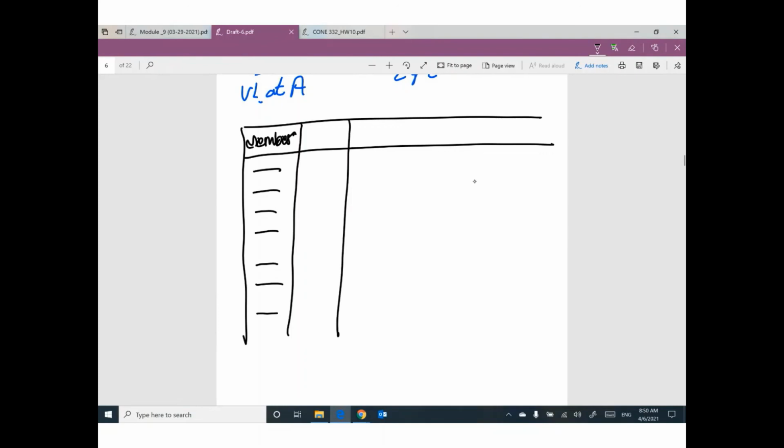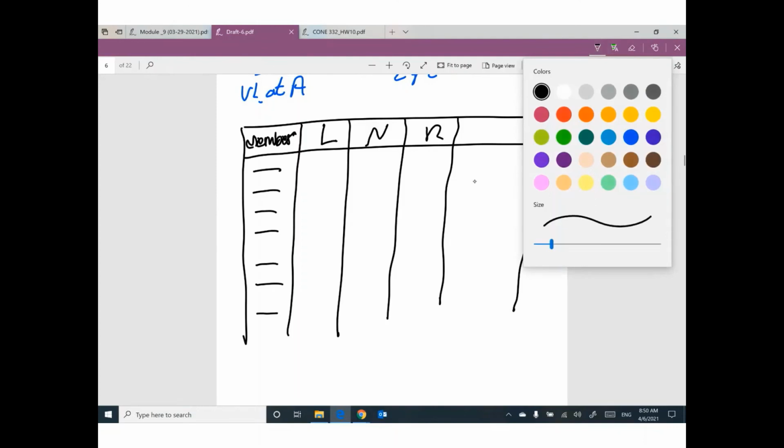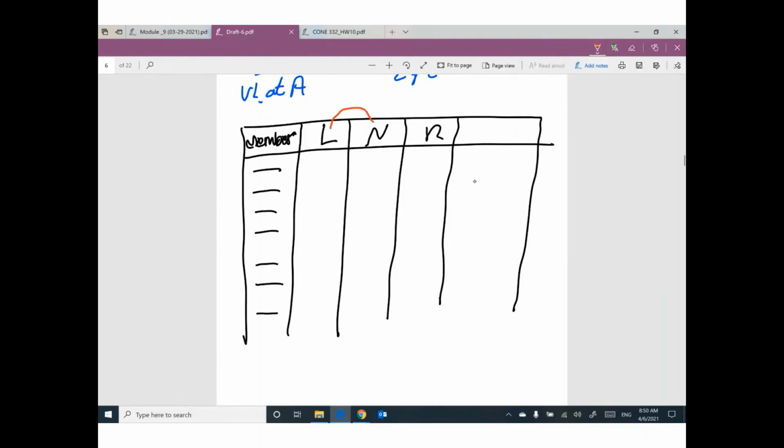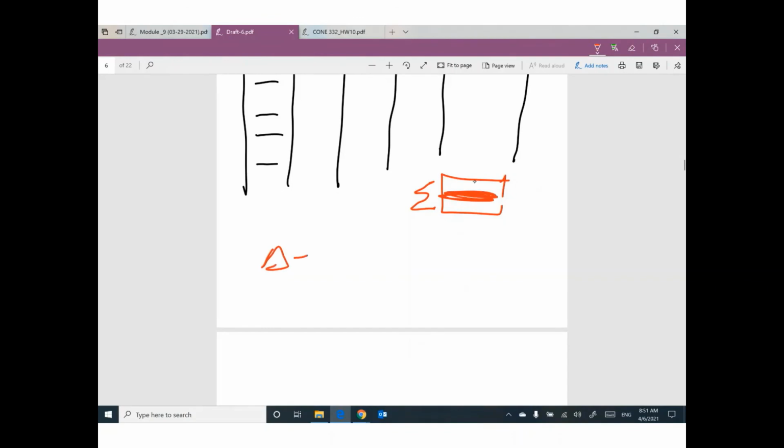What is the length of each member? What is the capital N in each member? What is the small n in each member? And in the last column, we need to multiply N times n times L, and find the summation. This summation will be the numerator for the final deflection.